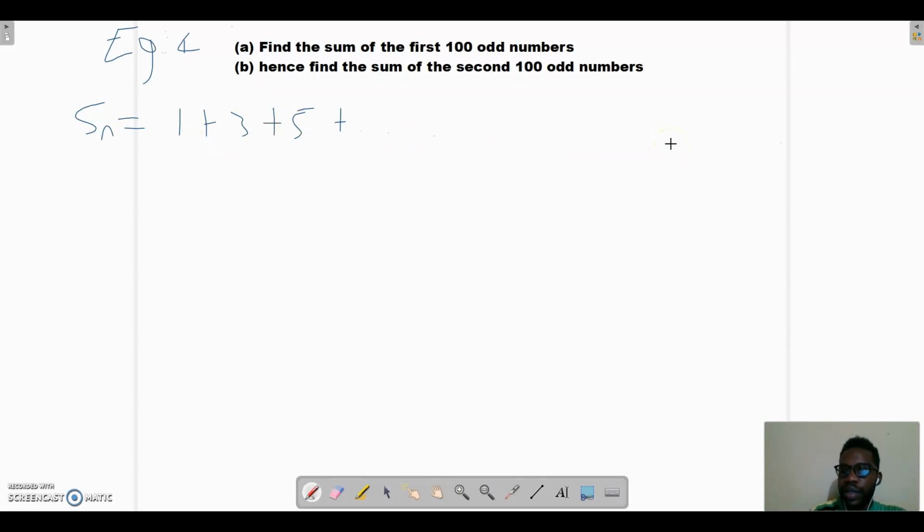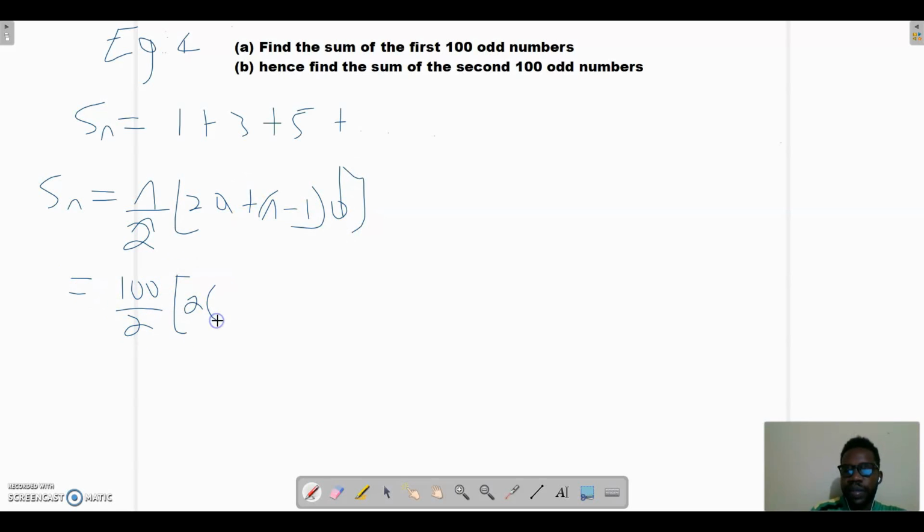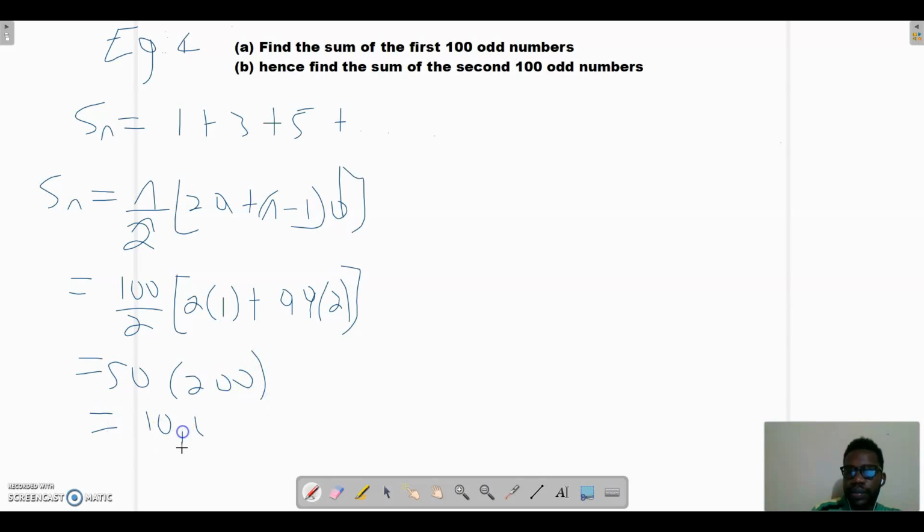So I would have Sn in the formula equal n over 2 into 2a plus n minus 1 times my common difference d. So this would actually be equal to 100 over 2 into 2 times my first term plus n minus 1 is 100 minus 1, so it's 99 times my common difference, which is 2. So this would be equal to 50 multiplied by 200, which is equal to 10,000. So this is part A.